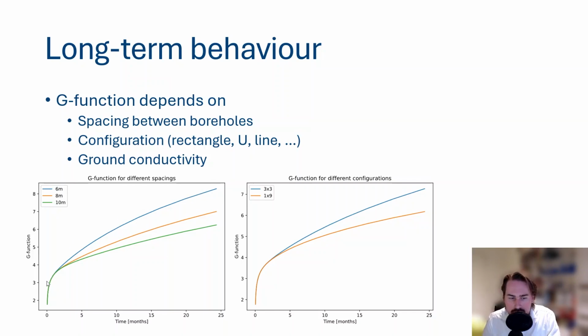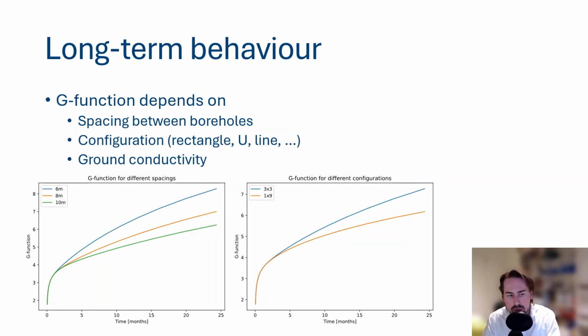Now what's also interesting is that in the beginning all lines converge. And that's because at the shorter timescales, 1-2 months, the spacing is not that important, because every borehole individually takes part of the heat injection, and it heats up the ground around the boreholes, but it takes some time before the boreholes can see each other, let's say, in the ground.